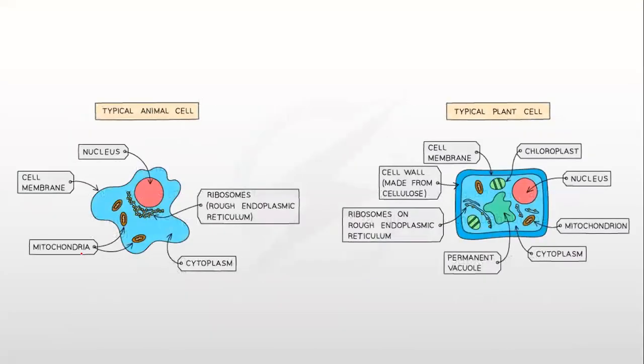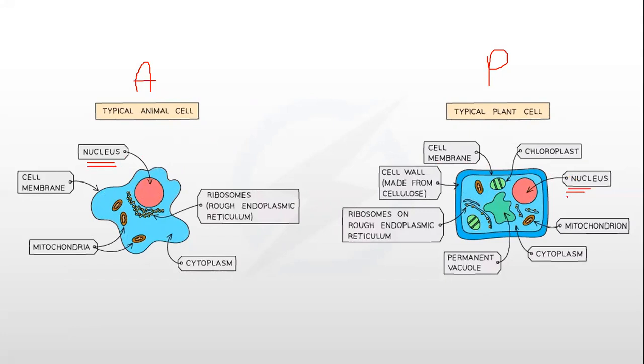In front of you, you have two types of cells. One of them is known as typical animal cell, and the other is a typical plant cell. Now, the thing is that there are some common differences and common similarities as well. For example, अगर हम animal cell को देखें, they both have a nucleus.